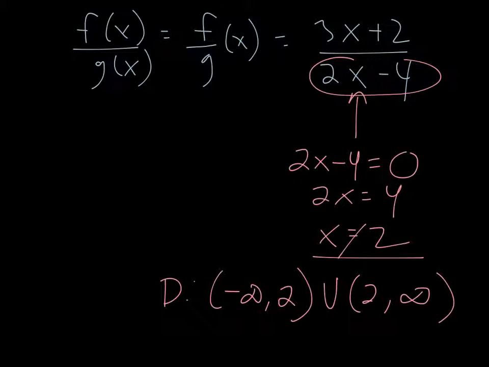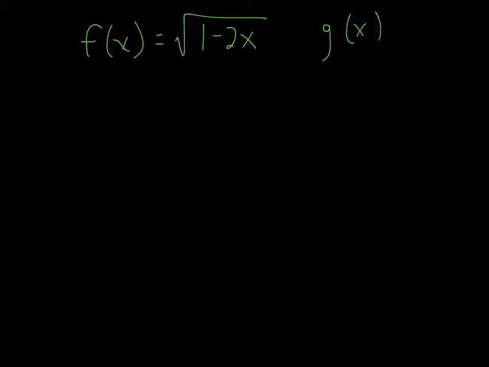Let's take a look at another example. In this problem, let's say that f of x equals, let's pick a good one here, the square root of 1 minus 2x, and g of x equals 1 over x. I can already see some domain restrictions.